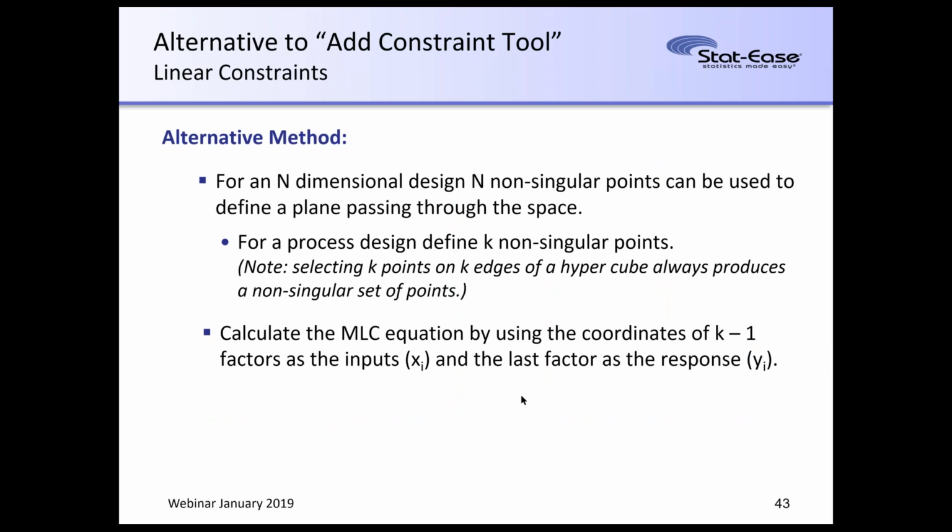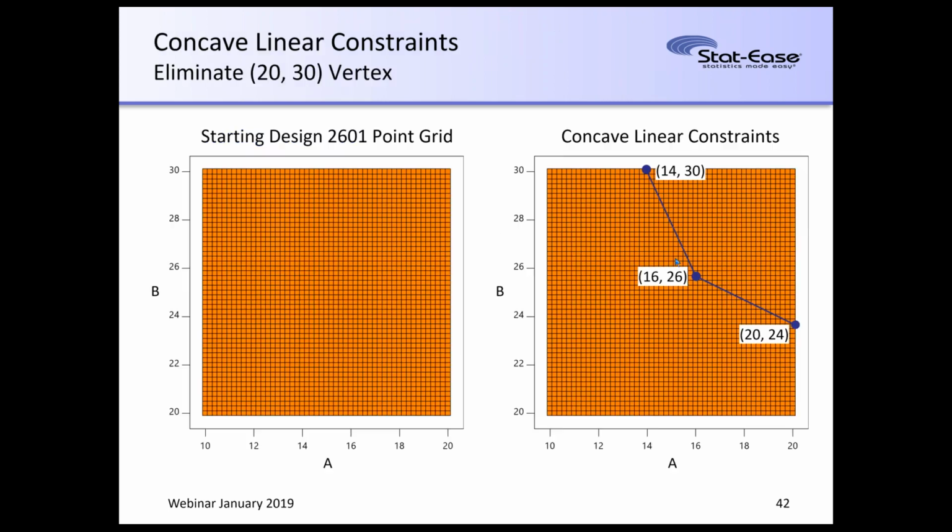Okay, now we can't use the constraints tool for this because it would draw those lines all the way across the square. So what we have to do is figure out what the constraints are. Okay, so for any n-dimensional design, n non-singular points can be used to define a plane passing through the space. So if I look back here, this is two-dimensional, so to define a line I need 2 points. So these 2 points will define a line, and these 2 points will define a line.